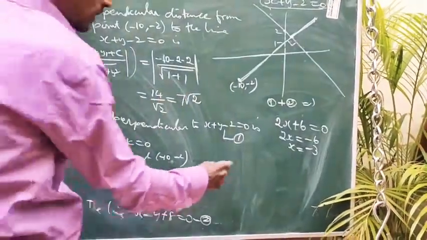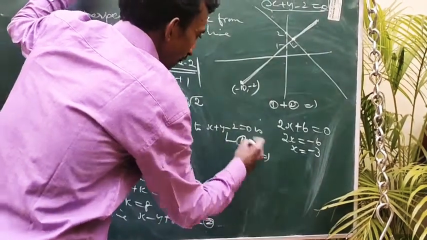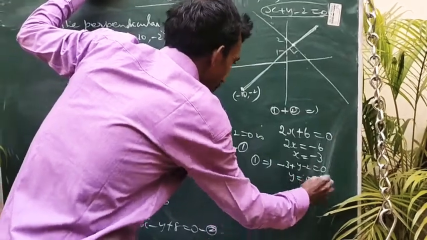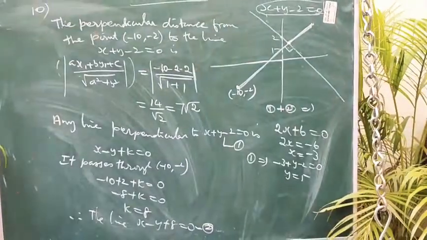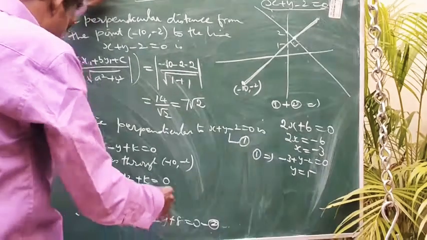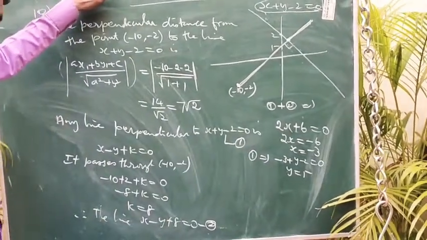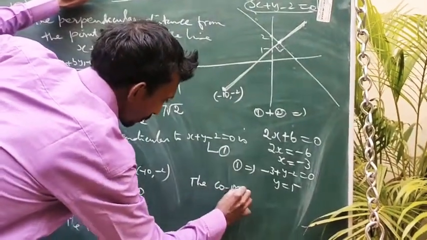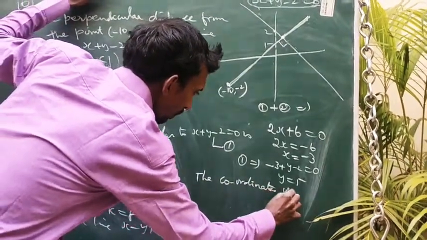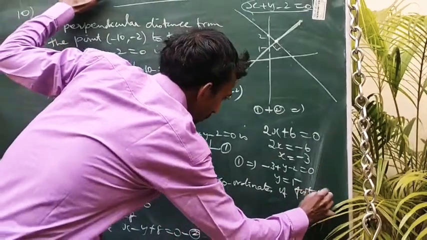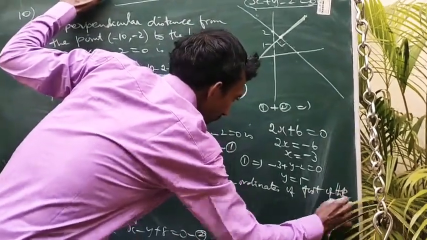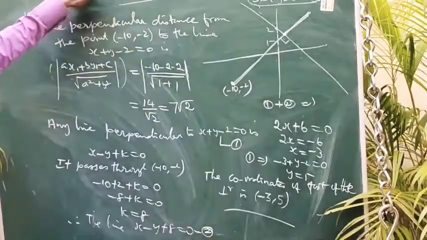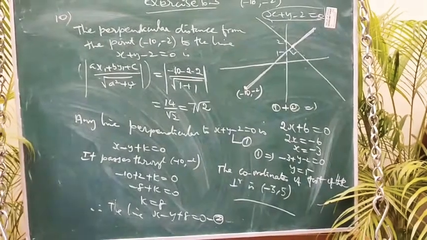Put it in equation 1. So minus 3 plus y minus 2 equal to 0, so y equal to 5. So minus 3 comma 5. What is asked in the question? The coordinates of the foot of the perpendicular. The coordinates of the foot of the perpendicular is minus 3 comma 5. So that is the answer for the second question.